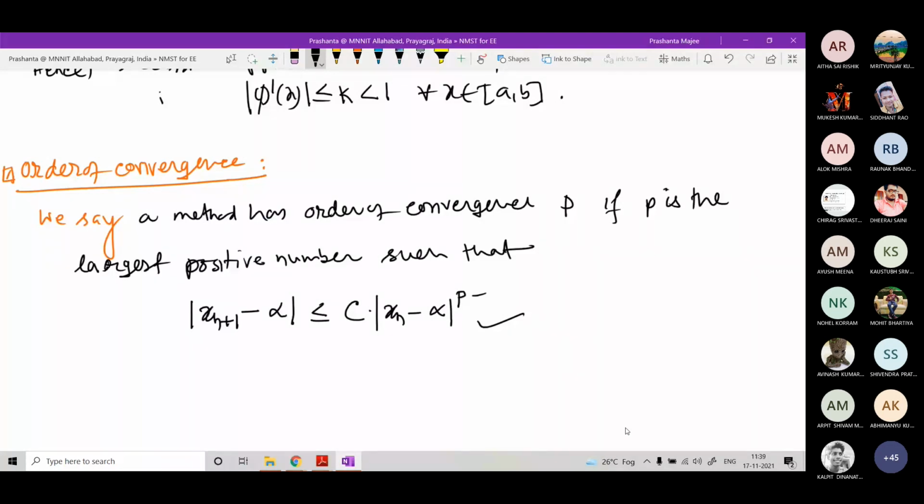Alpha is the exact root. And c is any number, not any number, a particular number which will be fixed for an iterative method, which is a positive number, c is greater than 0. Okay, so you understand one more time what is happening here. So p will be called the order of convergence of the method if the error in n plus 1th step is less than or equal to c times the pth power of the error in nth step.